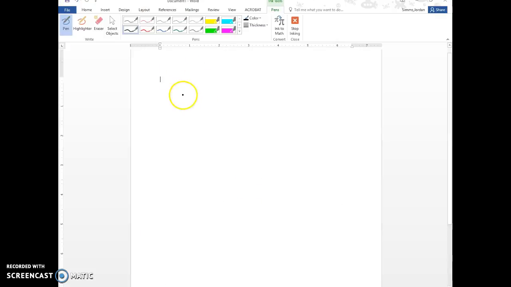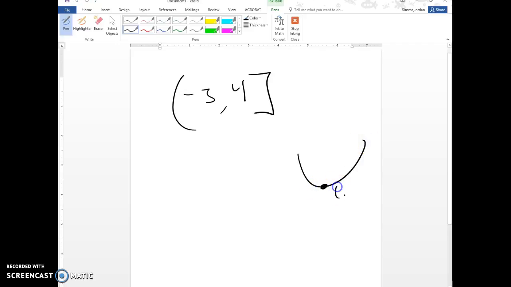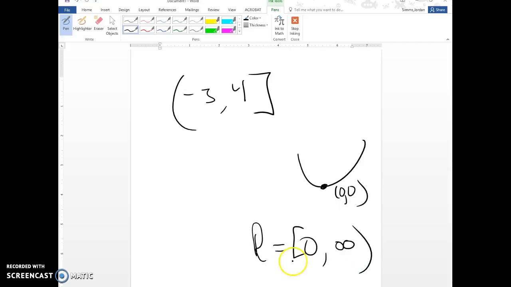If I go back to Word, negative 3 to 4, this endpoint, 4, is part of that function. Okay? Same thing with a line, right? So if we're talking here at 0, 0, the range of this thing would equal hard bracket on 0 all the way to infinity. Infinity never gets a hard bracket because it never really ends. All right? So that's the next kind of point I just want to make.